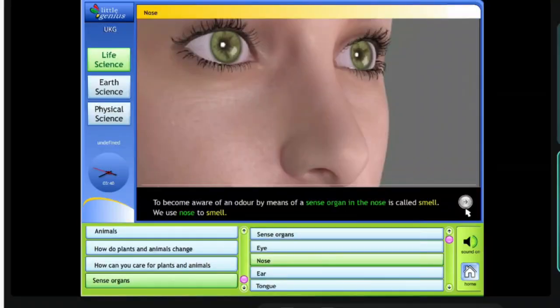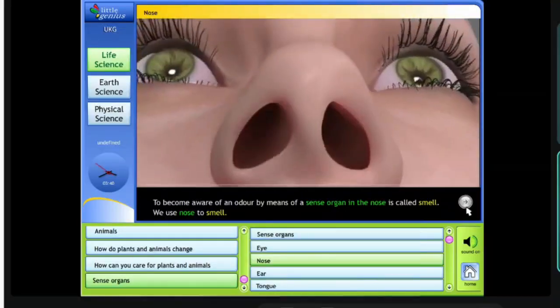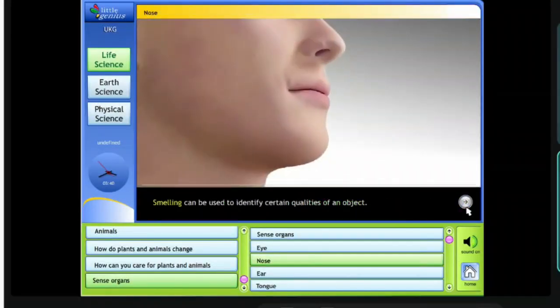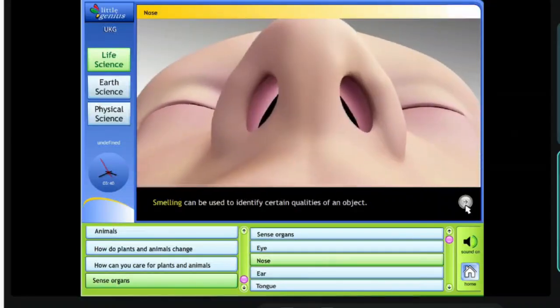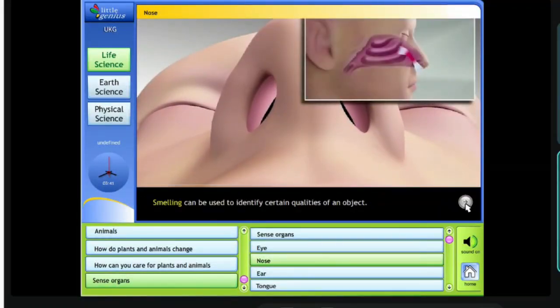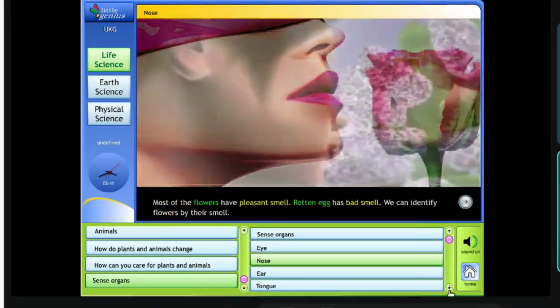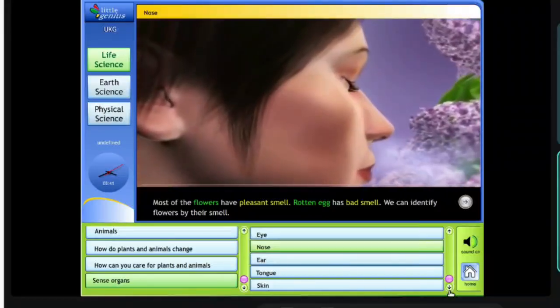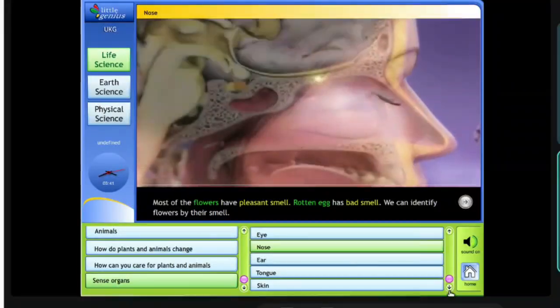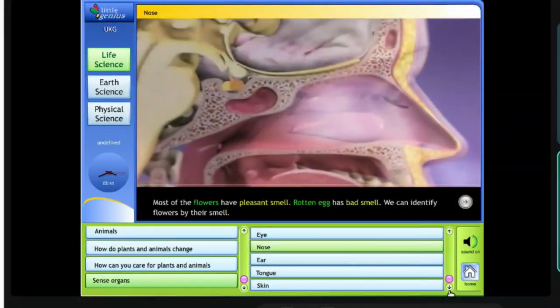Nose. To become aware of an odor by means of a sense organ in the nose is smelling. Smell can be used to identify certain qualities of an object. Most of the flowers have pleasant smell. Rotten egg has bad smell. We can identify flowers by their smell.